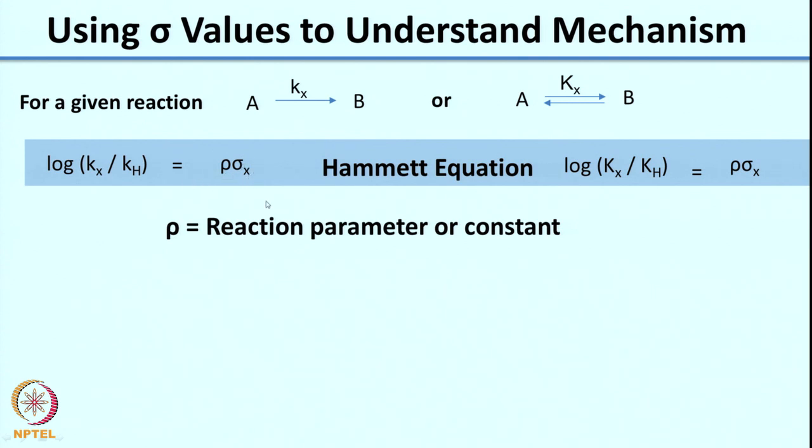So we already saw in the last class what sigma x is, that's your substituent constant. Rho is now a new proportionality constant called the reaction parameter or reaction constant, and that is specific to the reaction that you are studying, that is A going to B. Similarly, for this reaction A and B in equilibrium, the log of Kx over Kh is equal to rho sigma x. So here you are talking about the ratio of equilibrium constants.